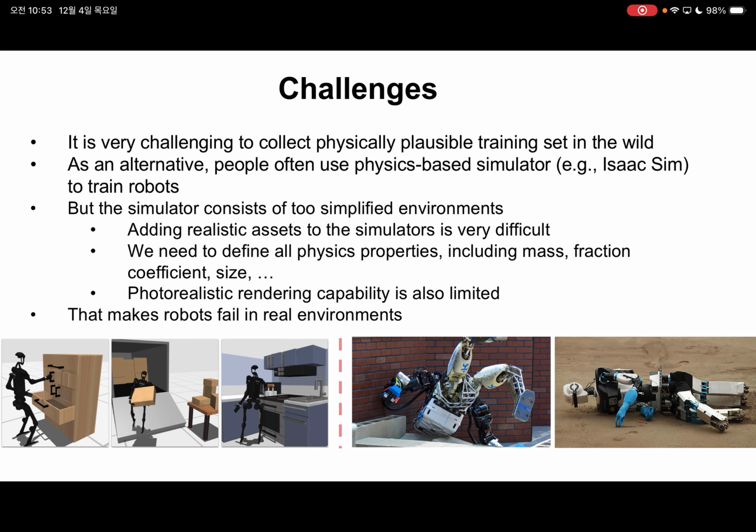So why does this happen? We have very advanced AI systems, computer vision, all of this. Always the challenge is from data. It is very challenging to collect a physically plausible training set in the wild. Physically plausible means a physically correct training set in the wild. How can we do that? How can we get a physically correct training set?